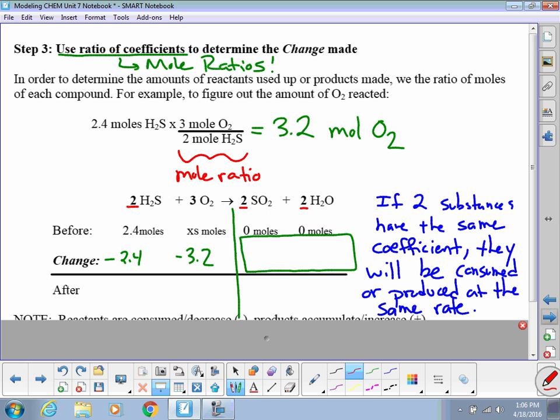So if two substances have the same coefficient, then they'll be consumed or produced at the same rate. And so we don't need to use the mole ratio to figure that out, since there's already 2.4 moles of hydrogen sulfide being used up. If there's 2 moles of H2S in the reaction, 2 moles of sulfur dioxide, then I know that I'm going to be making an equal amount of sulfur dioxide and also an equal amount of water. So as long as you have matching coefficients, you can match up the change values in your BCA table.